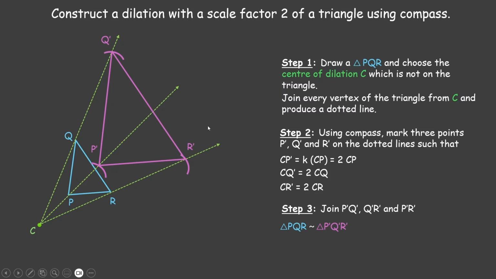Now, if we need to, let's say, construct this triangle with a scale factor of 1 by 2, all we need to do is measure CP, then take half its length and make an arc over here. Similarly, measure CQ, then take half its length and make an arc over here. And then join those 3 points. And we would get a reduced triangle with scale factor 1 by 2.